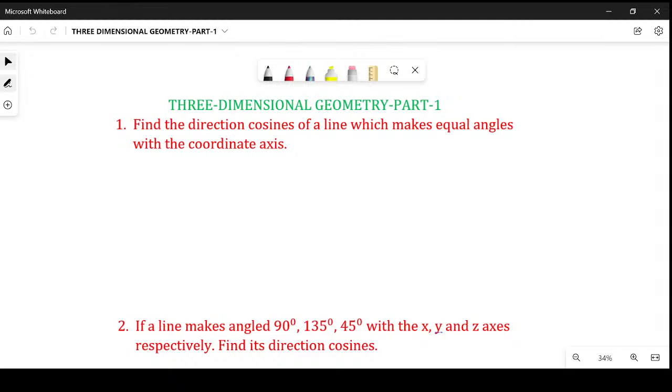Today I am going to explain three-dimensional geometry part 1. Around 18 questions I am going to explain today. In the next session, I will explain another 15 to 20 questions. It covers all the models. Definitely you can answer the term 2 questions, no doubt in that.